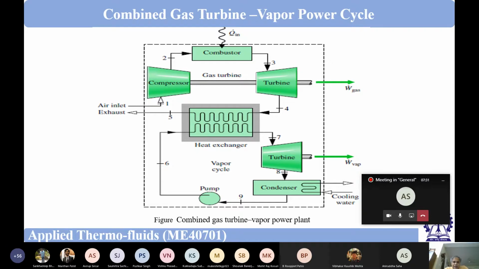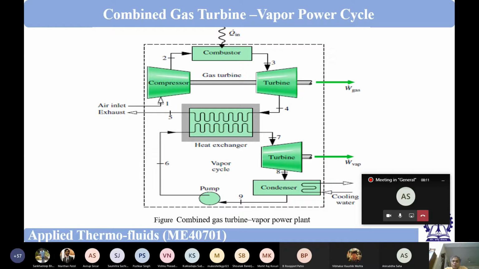Like the initial cost of the steam turbine power plant is high. I am extremely sorry, the initial cost of the gas turbine power plant is low compared to the steam turbine power plant, because steam turbine power plants are very large. You have to have a large amount of area, etc. And then a very large number of equipment is there.